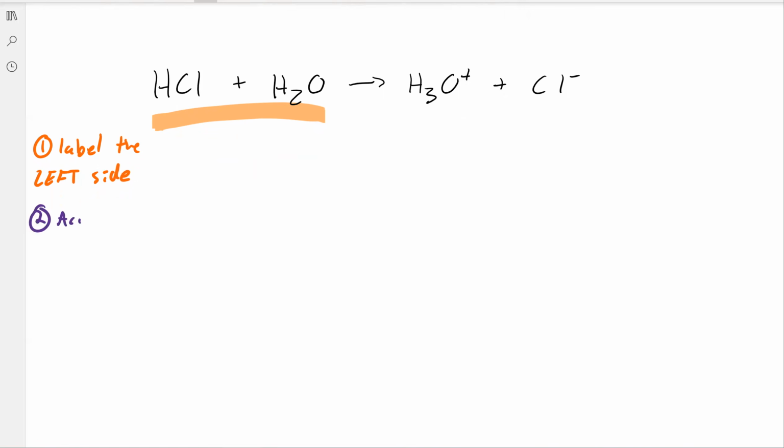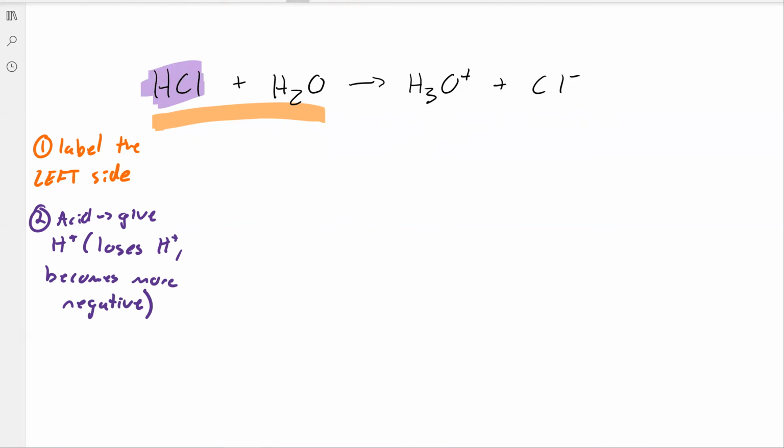So the acid is going to give the H plus. It's going to give part of itself up, and that part is H plus. And so if you think about this logically, it's going to lose H plus, and since it's losing a positive charge, it becomes more negative. So for example, on this left side, we have HCl, and on the right side, it becomes Cl minus, right? So it became more negative, it lost an H plus, that is the acid.